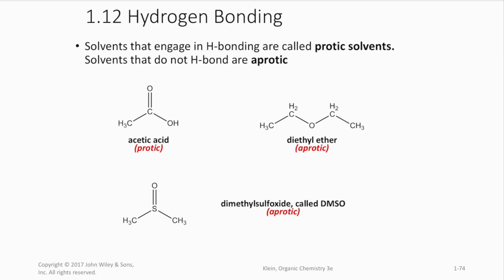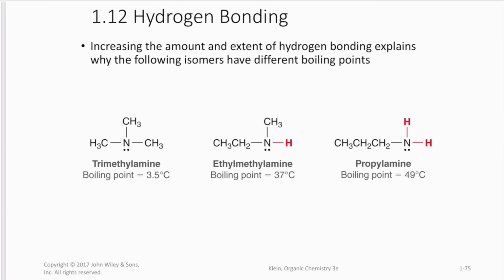The solvents that engage in hydrogen bonding are called protic solvents, and solvents that do not have hydrogen bonds are called aprotic solvents. You will need to remember this, because we'll come back to this in chapter 7 when we discuss nucleophilic substitution and elimination. Whenever we talk about protic, it is where there can be hydrogen bonds. Aprotic are ones that do not have hydrogen bonds. For example, diethyl ether is a common solvent that does not have hydrogen bonds. The same with dimethyl sulfoxide or DMSO. That's also an aprotic solvent.